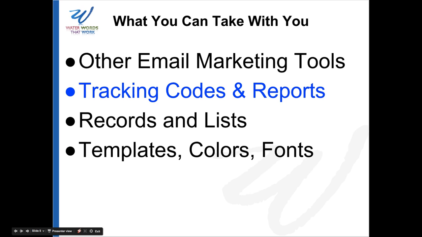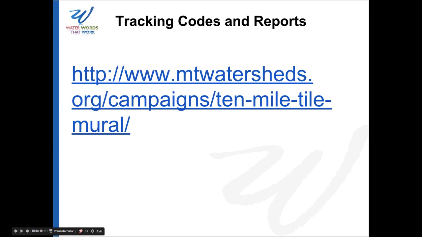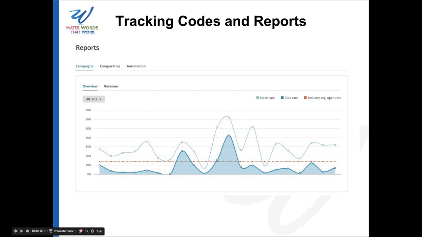Mailchimp's tracking codes and reports, those are common features and common themes in a lot of outreach and marketing tools. And you've seen the value of Mailchimp's tracking codes, and you'll appreciate the value of putting tracking codes anywhere and everywhere in your outreach. Any link that you put in a Mailchimp email, Mailchimp will automatically append a tracking code on that. And then it can use those tracking codes to generate reports on how well your message performed out in the world.